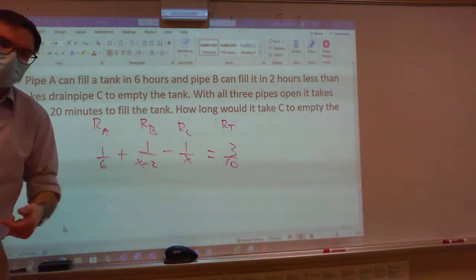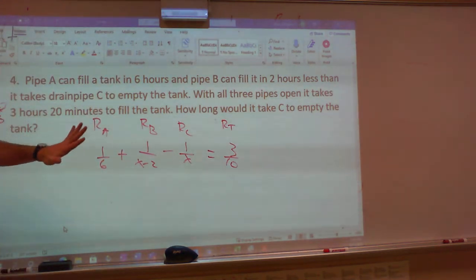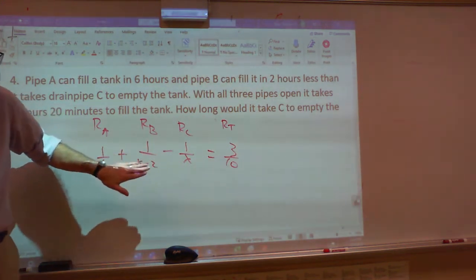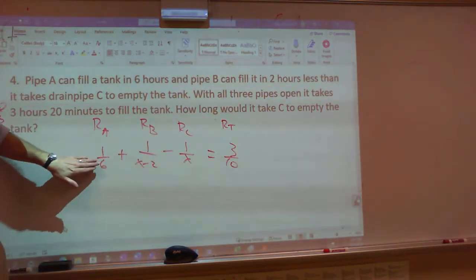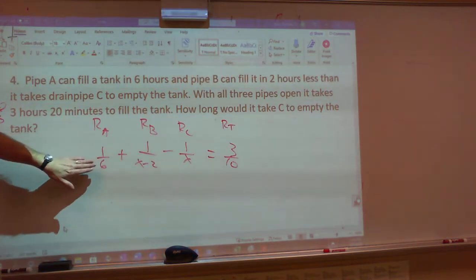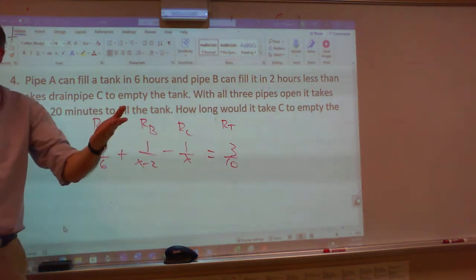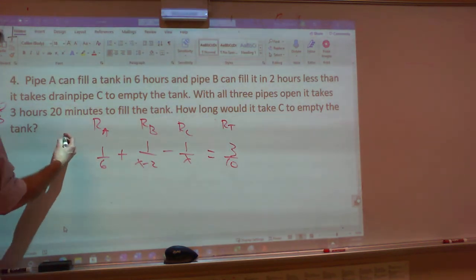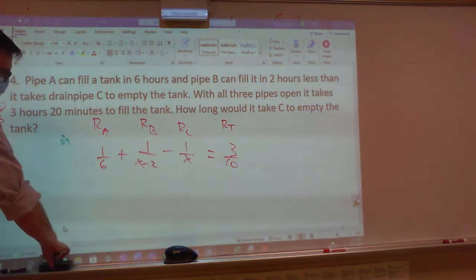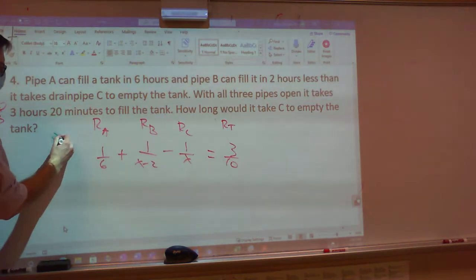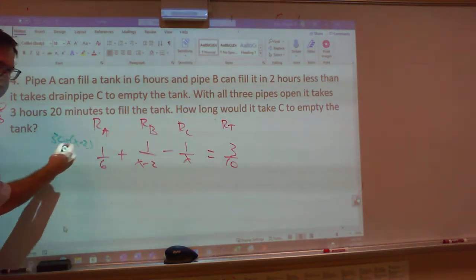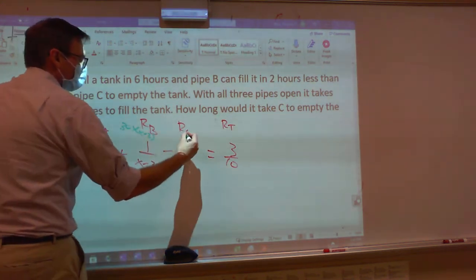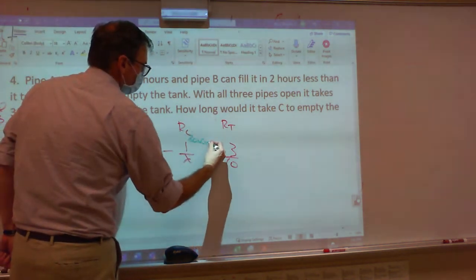But the way I think about it, I know I'm going to have to multiply by an x and an x minus 2, but I also want to think about what's the smallest number that's going to get rid of both 6 and 10. And for me, 30 does that. So I'm going to do 30x and an x minus 2.